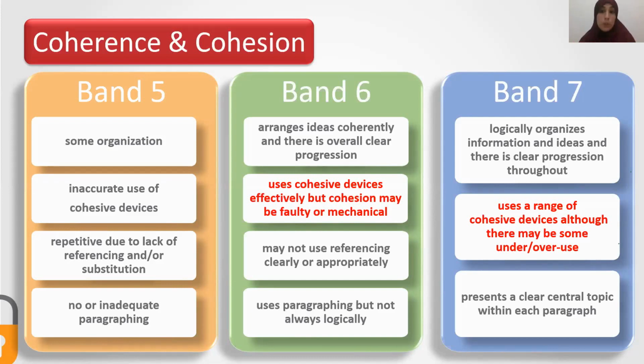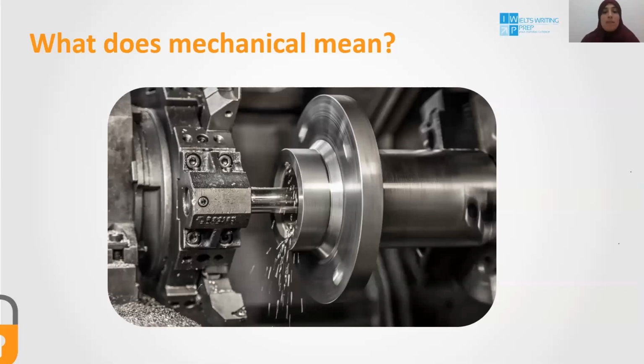Okay, now let's jump to band 7. The red box: uses a range of cohesive devices, although there may be some underuse or overuse. So here's another important word, that's range. The difference between band 6 and band 7: in band 6, we've got faulty and mechanical cohesive devices. In band 7, we've got a range of cohesive devices. So it's okay, you can overuse them a little bit, maybe underuse them, but you do have that range.